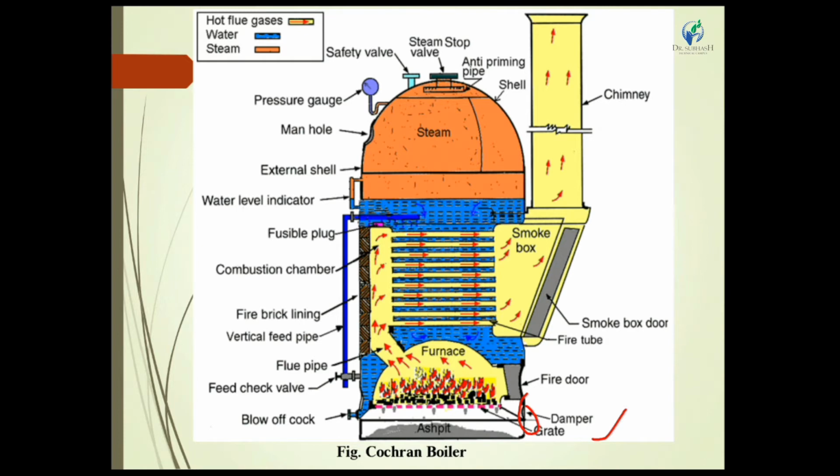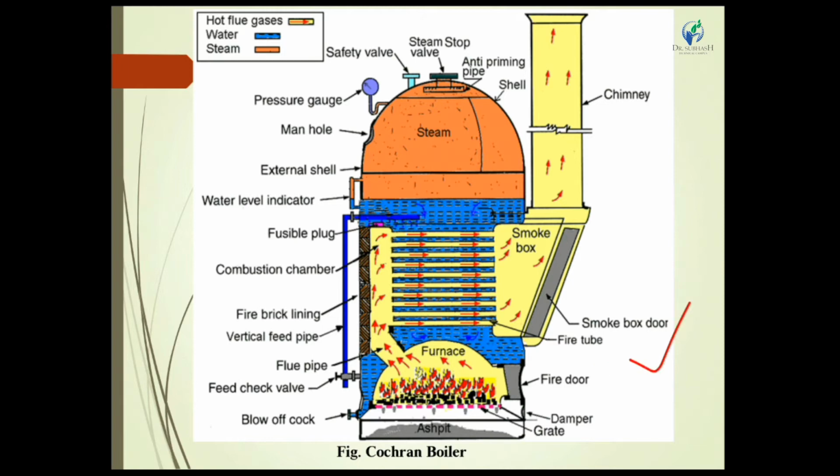The damper is used to control the air going inside the furnace: how much air is required, what percentage of the damper we have to open or close, means controlling the air inside the furnace. Next is the fire door. Through the fire door we provide coal step by step and add primary air. Here is the fire tube. Fire tube means the fire or flue gases pass inside the tube.